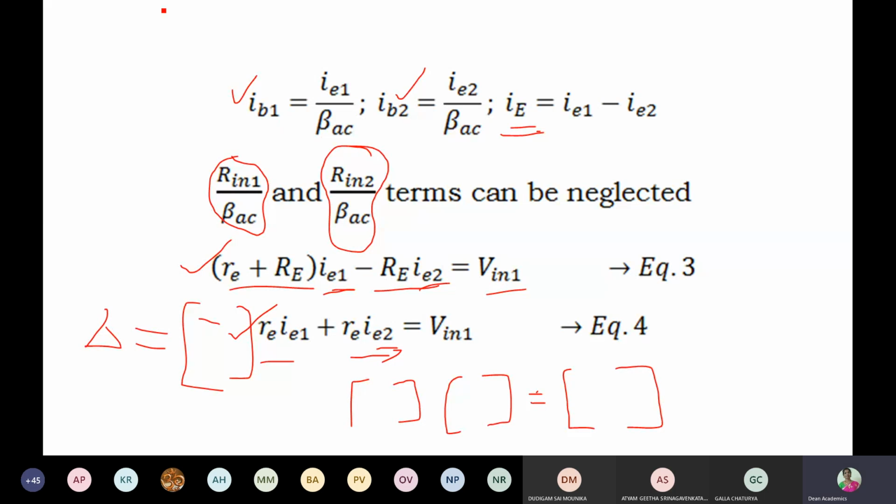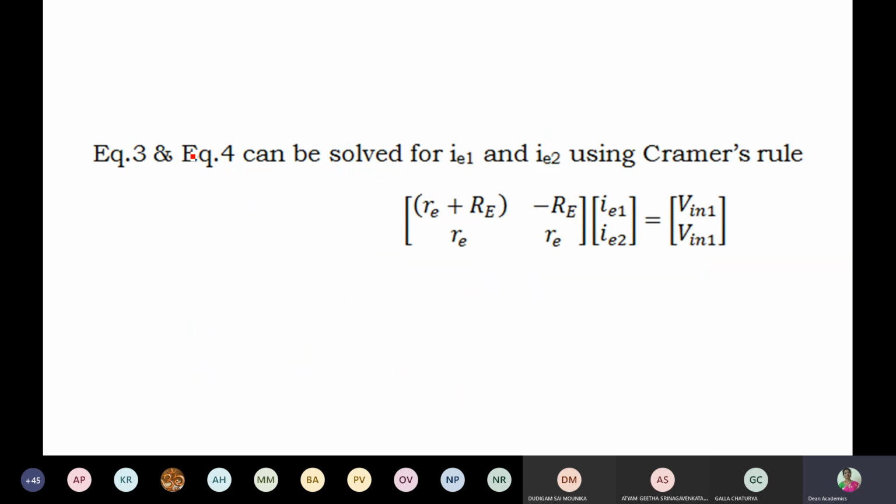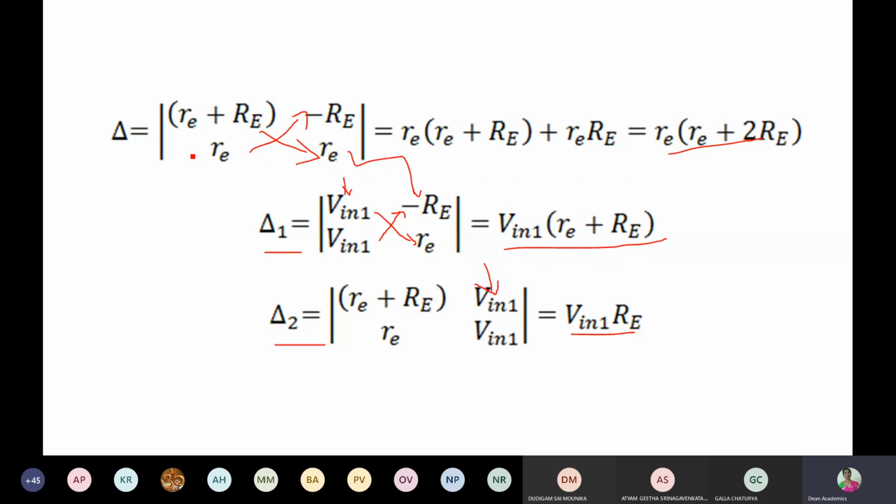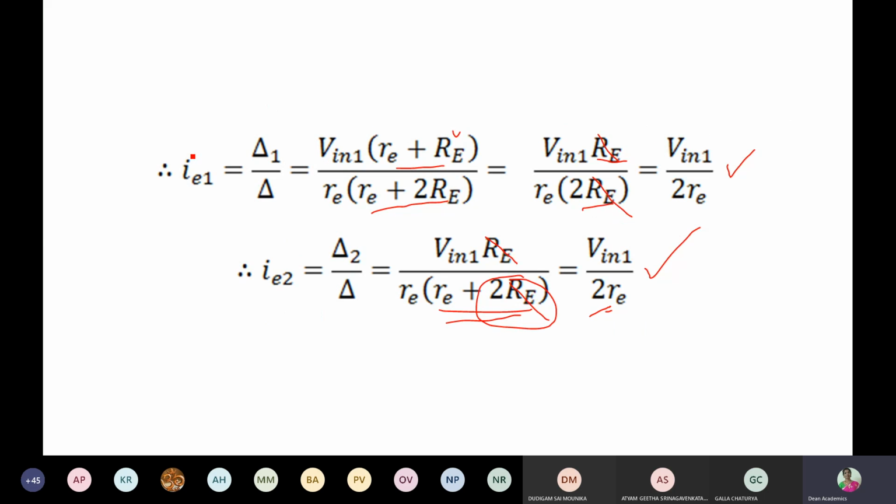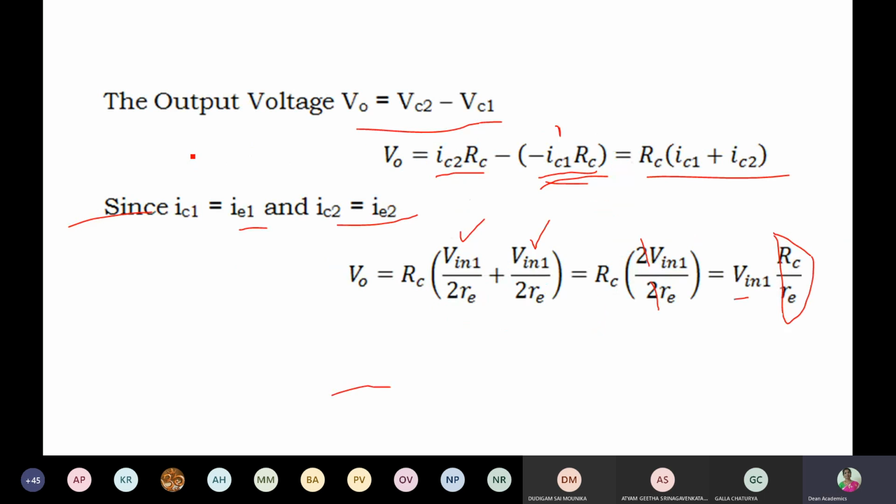And after that, IB1 is equal to IE1 by beta AC, and IB2 is equal to IE2 by beta AC. These terms we have substituted, and we have neglected two terms. Finally we got equations 3 and 4, and we have arranged them in matrix form like this. These two equations can be solved for IE1 and IE2 by using Cramer's rule. Delta 1 and delta 2 we have defined, and from that we have found IE1 and IE2. After knowing IE1 and IE2, we have calculated the output voltage V0.